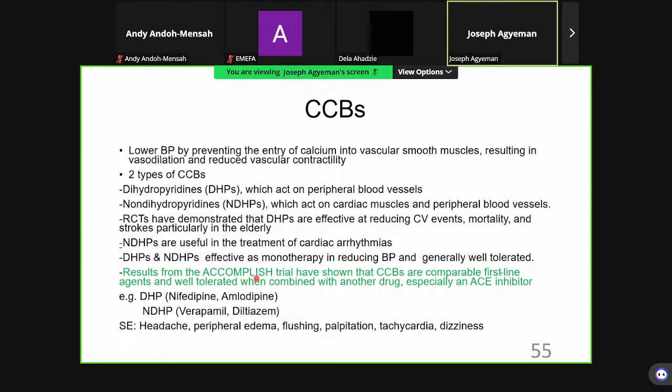They are very good and they are backed by several trials, including the ACCOMPLISH trial. Remember, we said when we combined the ACE inhibitors and the thiazides, it was very good. But later on, it was seen that an ACE inhibitor and the calcium channel blockers are even better. So the ACCOMPLISH trial backs the use of CCBs a lot. They don't cause much problems with the exception of headache, peripheral edema, flushing, palpitations. These are counter-regulatory responses. Other than that, they don't cause much problem.